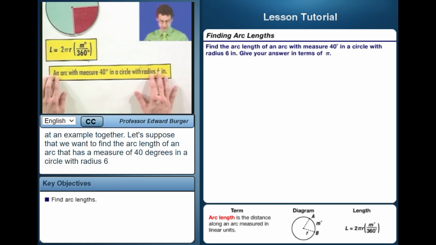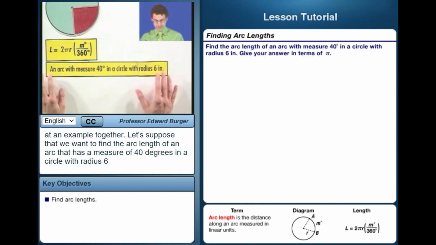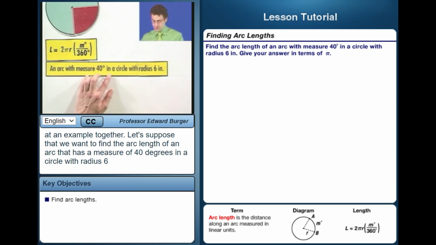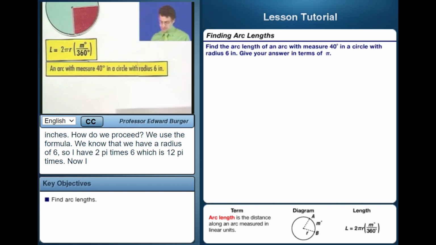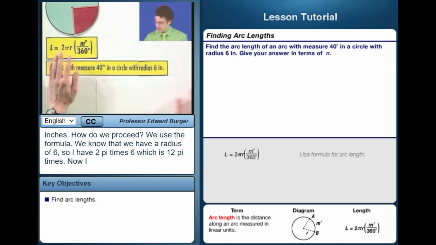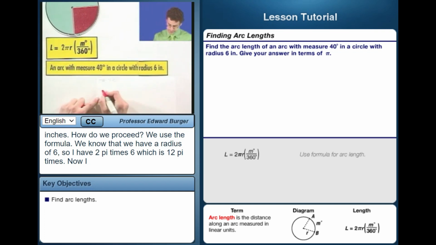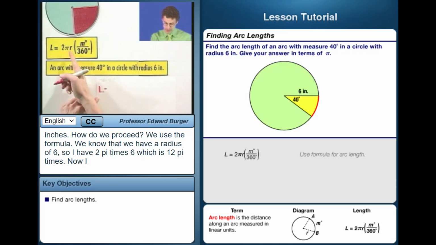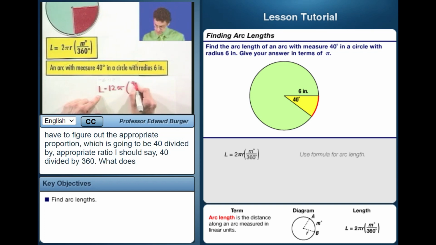So let's suppose that we want to find the arc length of an arc that has a measure of 40 degrees in a circle with radius 6 inches. So how would we proceed? Well, we'd use the formula. So we know that we have a radius of 6, so I have 2 pi times 6, which is 12 pi, times, now I have to figure out the appropriate proportion, I should say ratio, which is going to be 40 divided by 360.